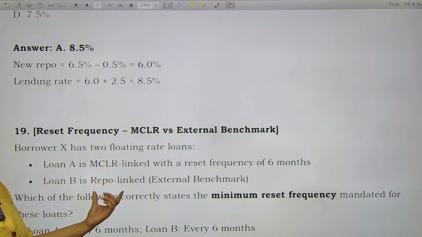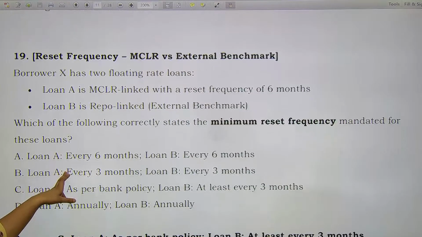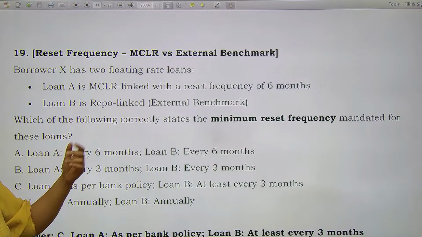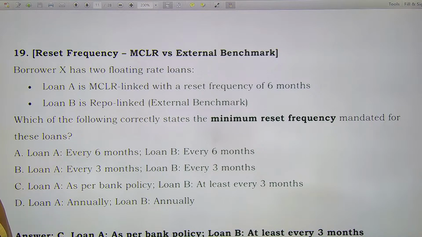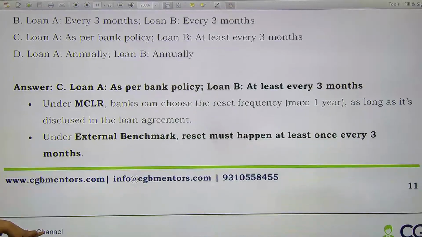Loan B is repo linked, that is an external benchmark. Now, what is the minimum reset frequency that has been mandated for these kinds of loans? Over here, for loan A, as per the bank policy, the reset is going to happen. For the external benchmark, you have to revisit this every 3 months, and a reset should happen.